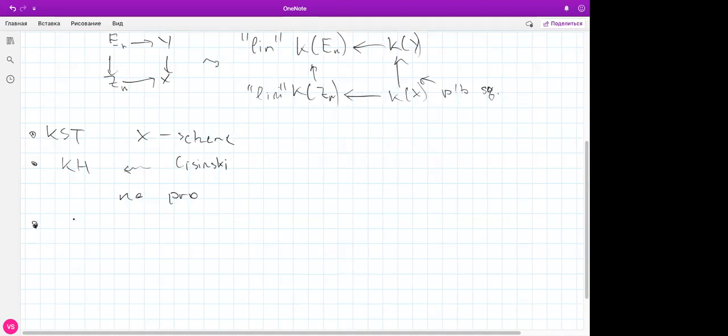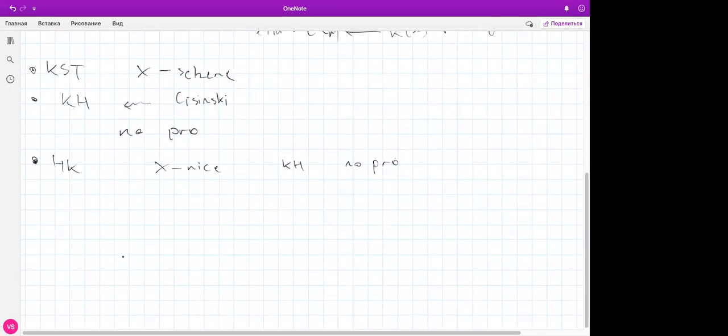And yet another result in this direction is a result by Hoyois and Krishna. This doesn't have anything to do with KH. And it proves the result for stacks and for KH. So it also has assumptions that X is nice. It considers homotopy K-theory, no pro. But again, no regular K-theory.